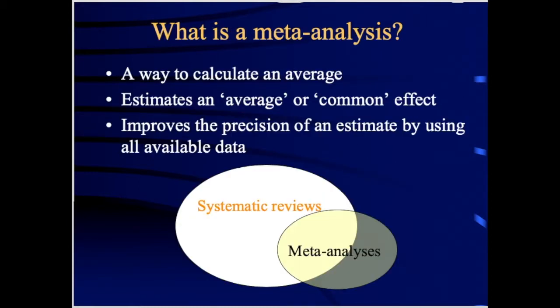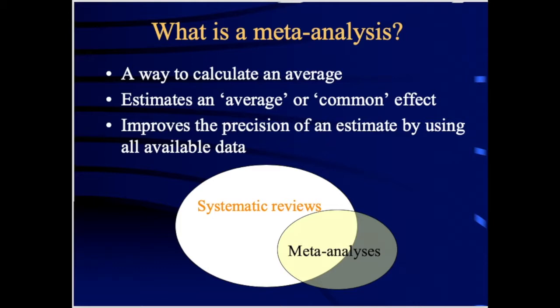So what is a meta-analysis? A meta-analysis is a way to calculate an average. It estimates an average or a common effect among different studies. It also improves the precision of an estimate by using all available data.